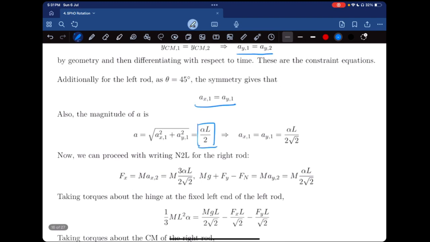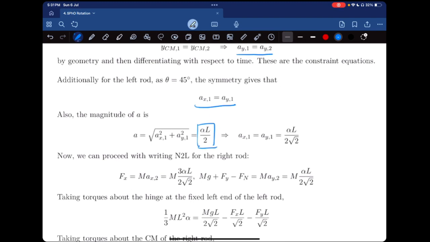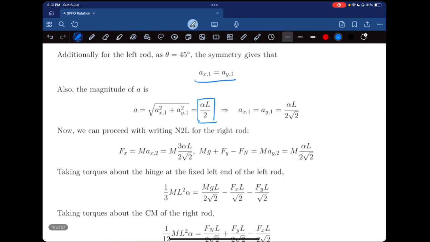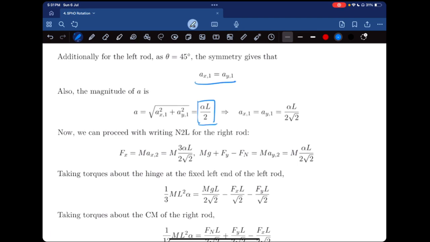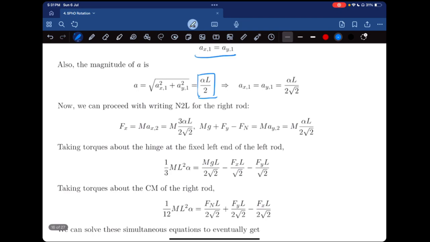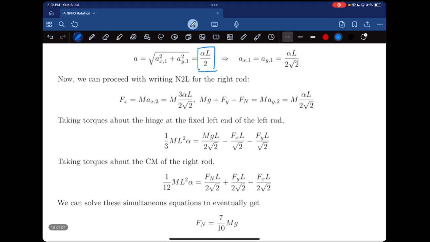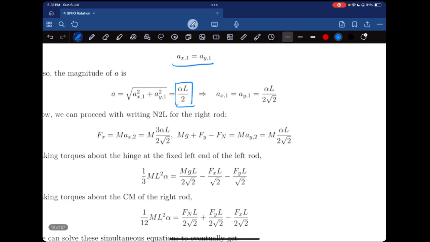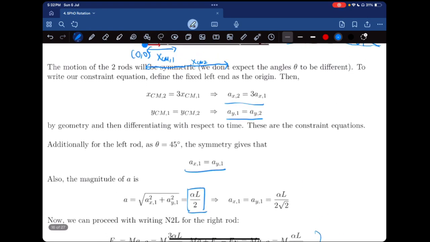For the right rod, we can write something like that. This is just an exercise for you to write it out, but we just consider all the forces. For the left rod, we can take torques about the hinge, and for the right rod, we can take torques about the CM. So you can see here that we're just writing N2L and Euler's rotation equation. This is nothing fancy. The key part is how we managed to come up with this, and this all comes from the constraint equations that we have mentioned just now.